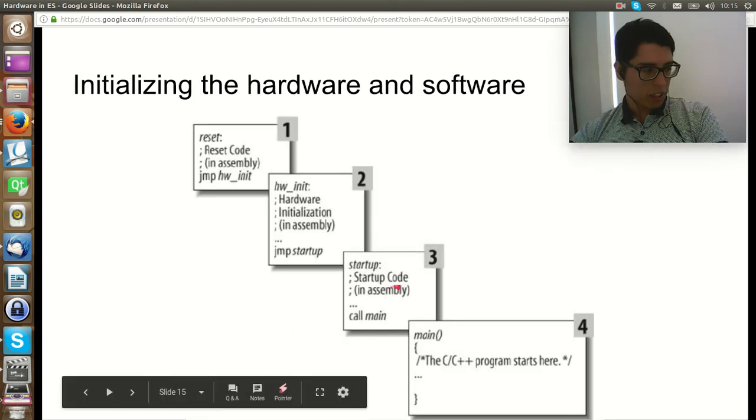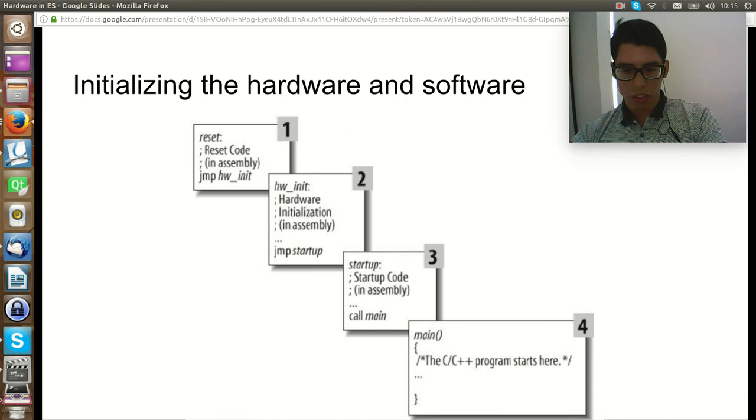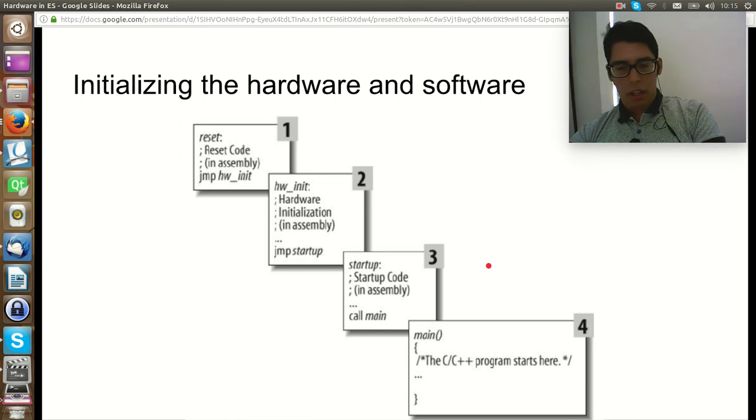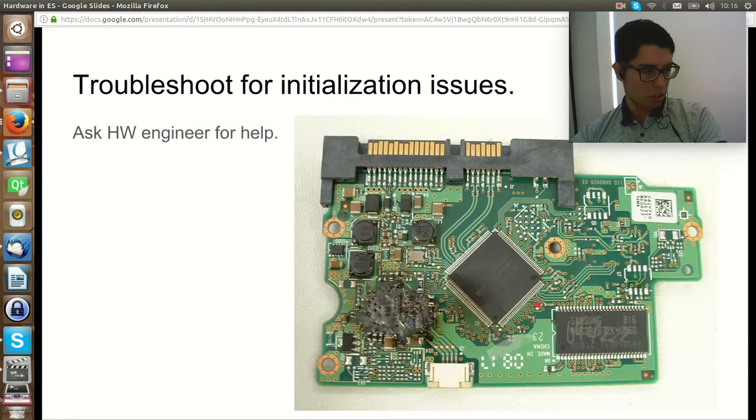The last one is the startup code. It prepares how to interpret the high-level language and sets up the stack. By the way, the stack is an area of the RAM for temporary storage during the execution.